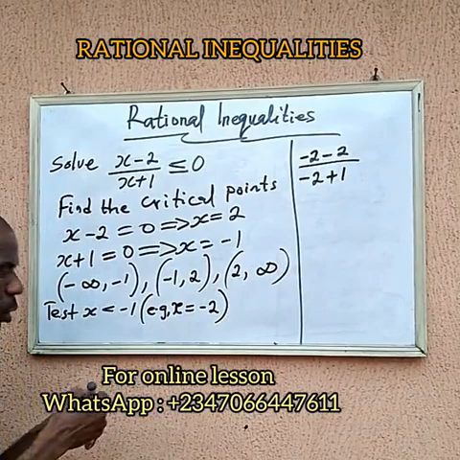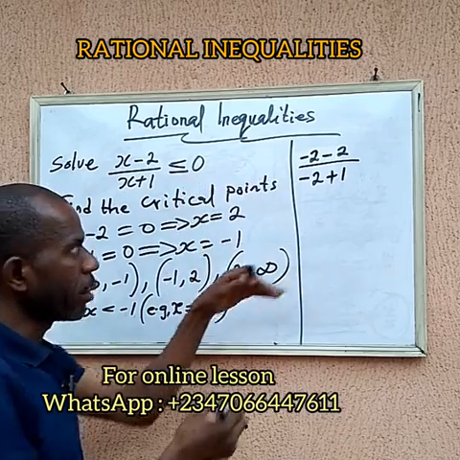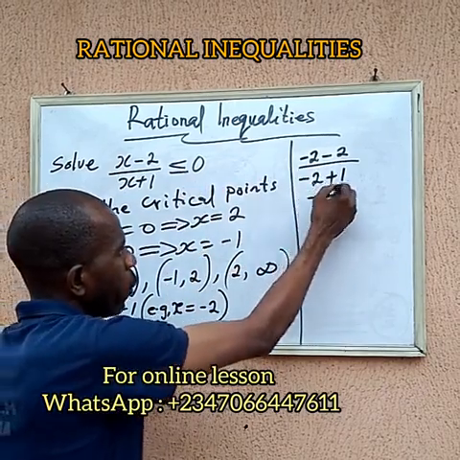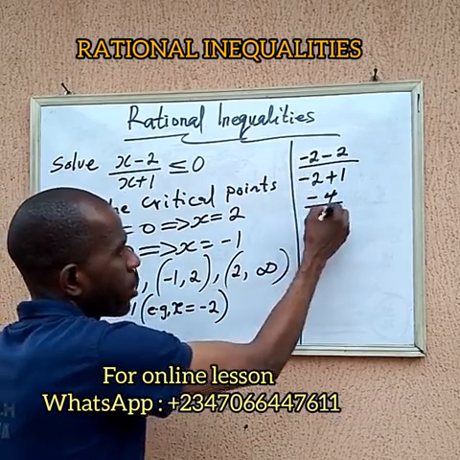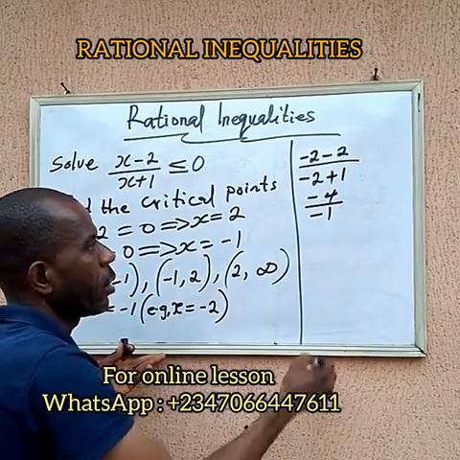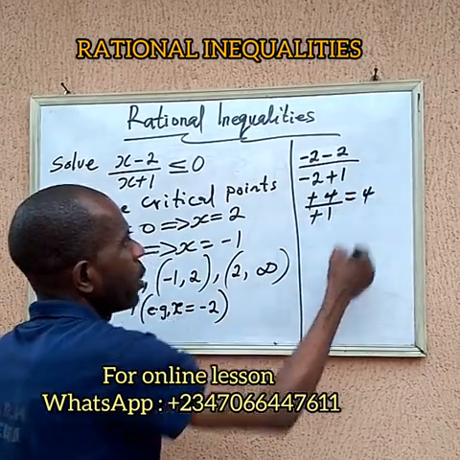Now the numerator will give us negative 4, so that is minus 2 gives us negative 4. Now negative 4 all over minus 2 plus 1 is negative 1, then the negatives cancel out. So which means we're having positive 4. So this point will be rejected.